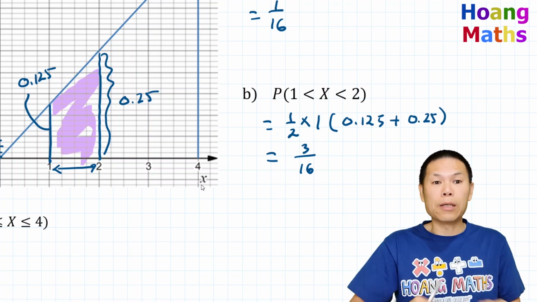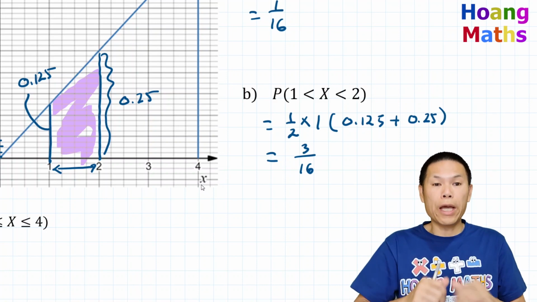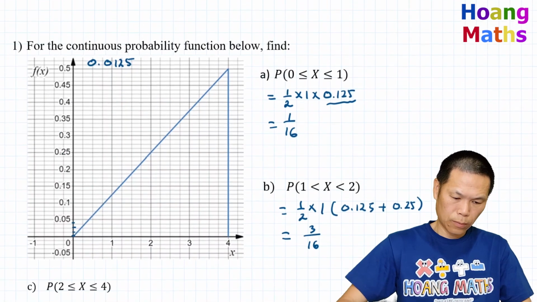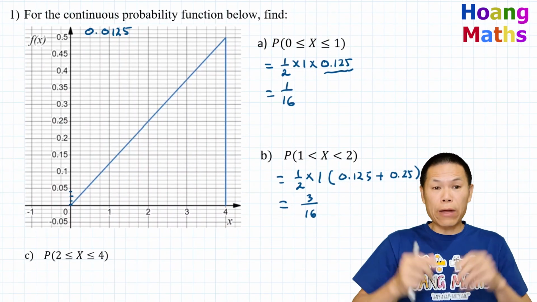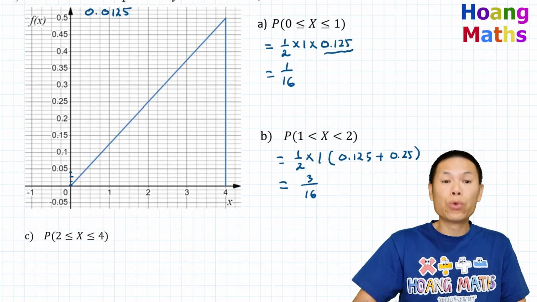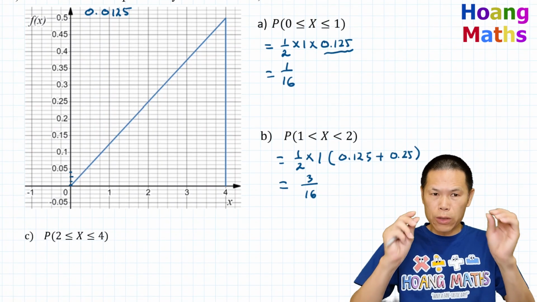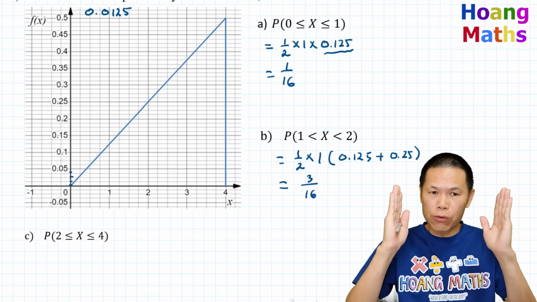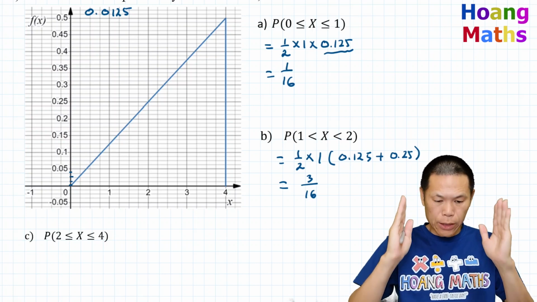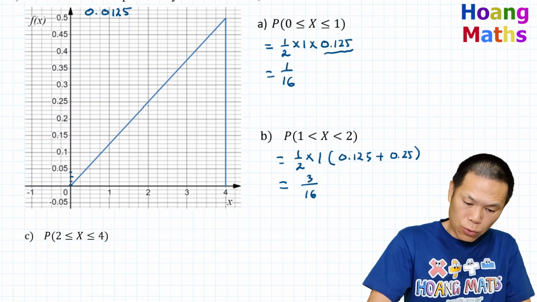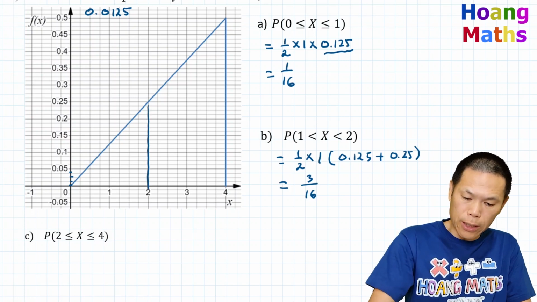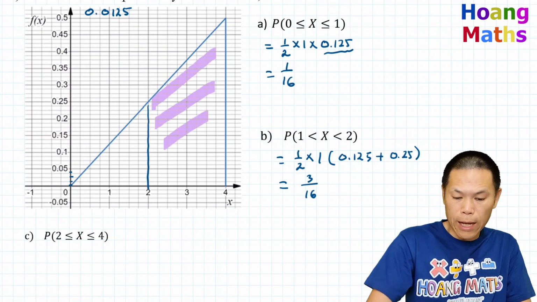So that's it. That's the probability between 1 and 2. Part C. We need to work out the probability between 2 and 4. In other words, we need to work out the area from 0 to 4 minus 0 to 2. So the probability between 2 and 4 is this area here. Okay, that's what we need to work out.